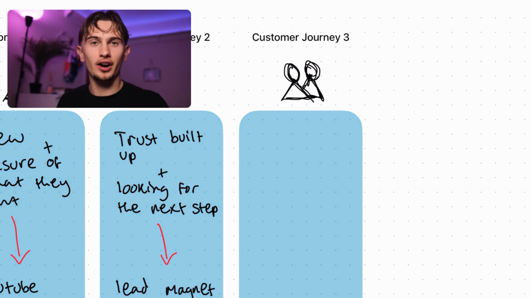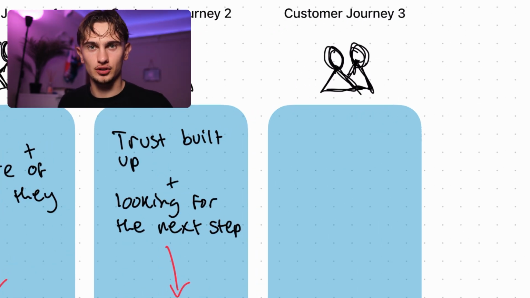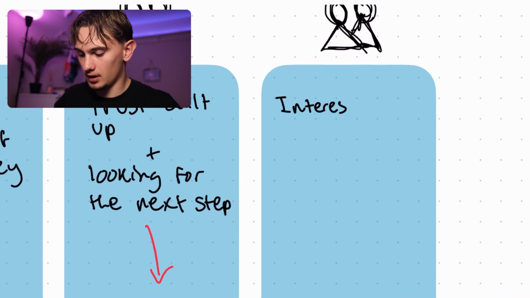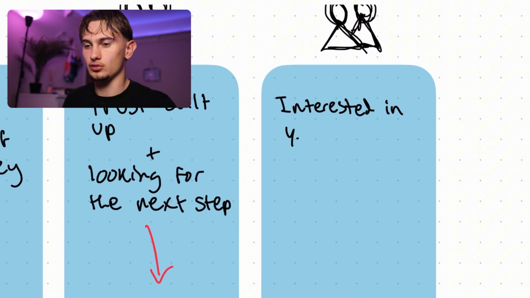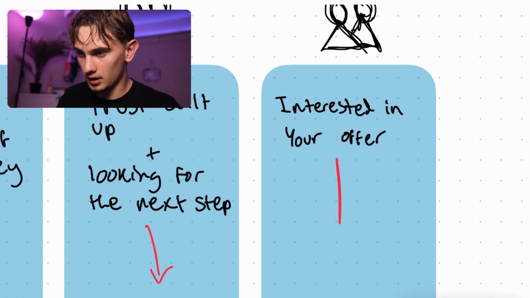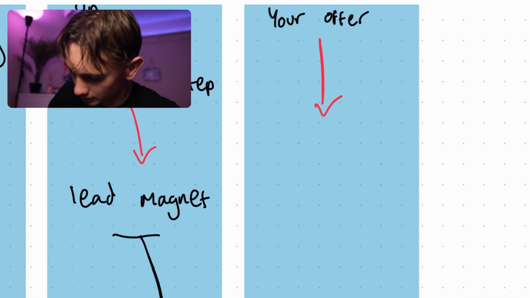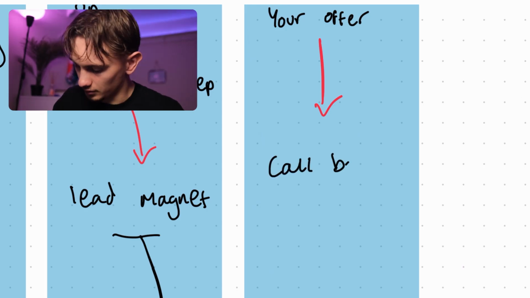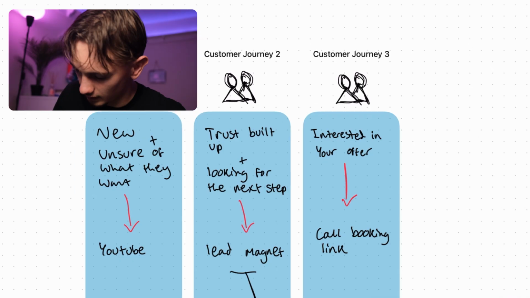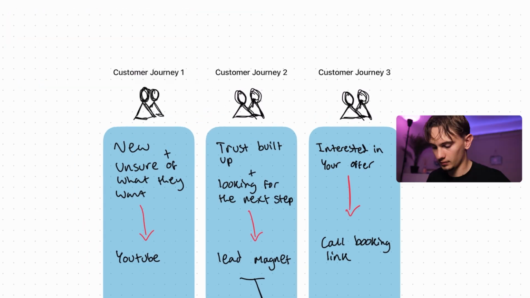And then finally, the last part of the customer journey is someone who is interested in working with you and buying your services. And so the very natural next step is for them to book a call. So, interested in your offer, and what you want to send to them is a call booking link.